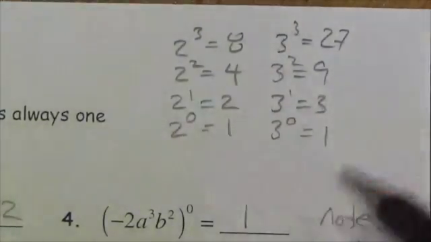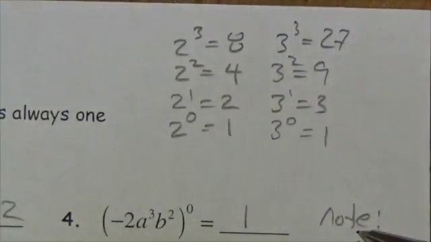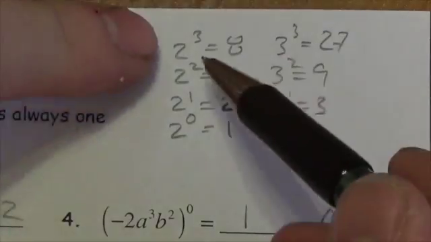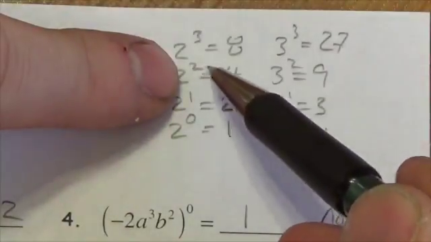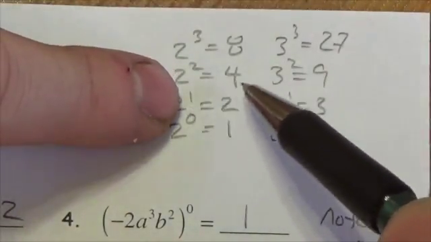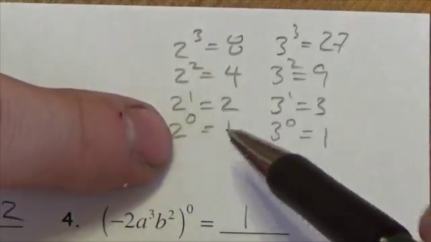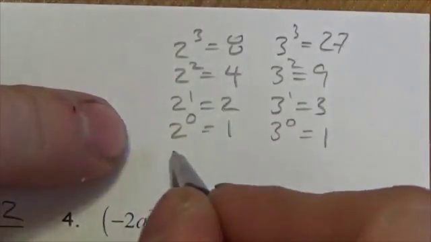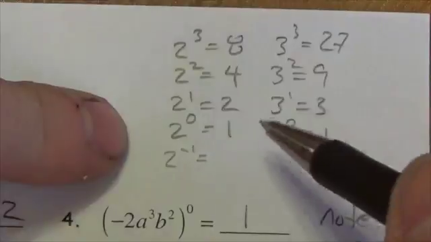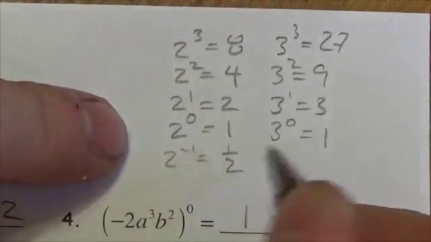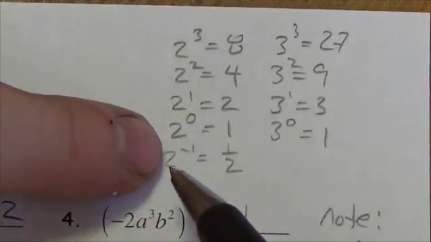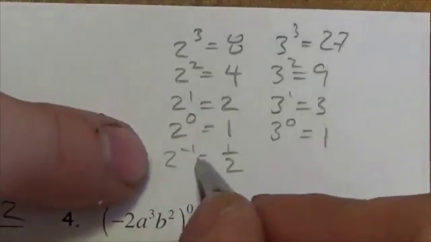We set up this pattern here when we were looking at the 0 law. So subtract 1 from the exponent, then we divide by 2. Subtract 1 from the exponent, divide by 2. Subtract 1 from the exponent, divide by 2. Now, subtract 1 from the exponent and divide by 2, and we're going to get 1/2. Well, there you go. 2 to the -1 is equal to 1/2.